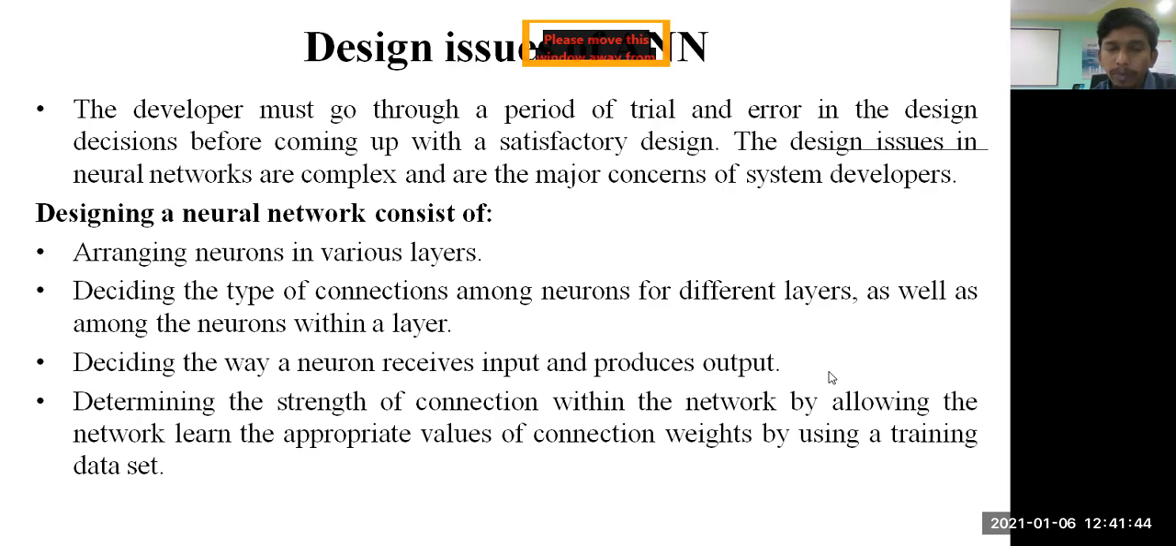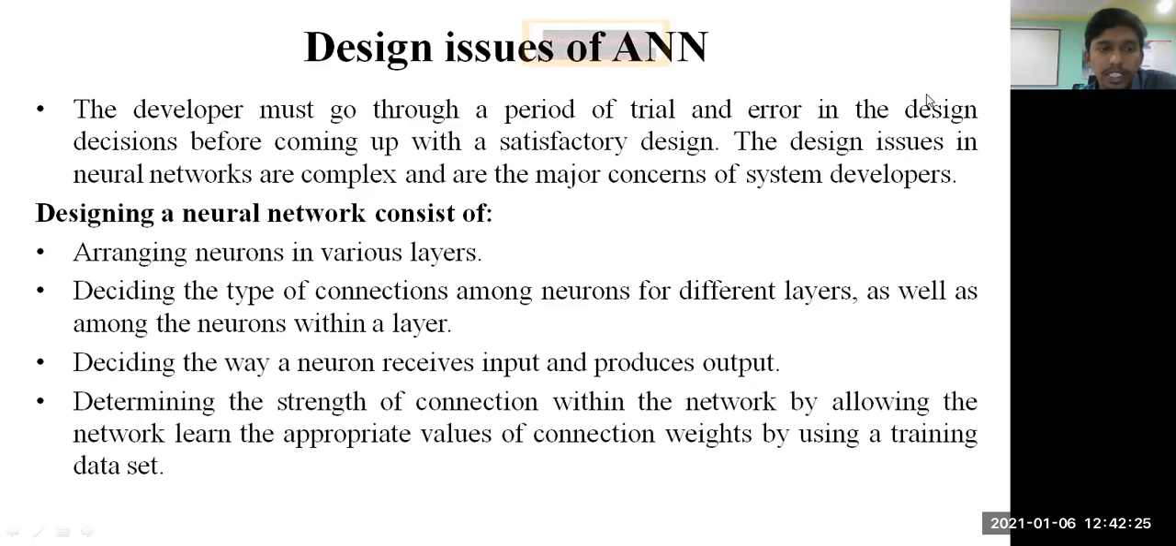A developer must go through a period of trial and error in the design decisions before coming up with a satisfactory design. So he needs to look into n number of possibilities. Like, if I add some weights, what is the difference? If I decrease some weights, what is it that I'm getting? Likewise, he needs to go into n number of trial and error methods. So the design issues in neural networks are complex and are more a concern of system developers. Developers need to look into a number of trial and error methods. Only then will an appropriate design be obtained for this artificial neural network.